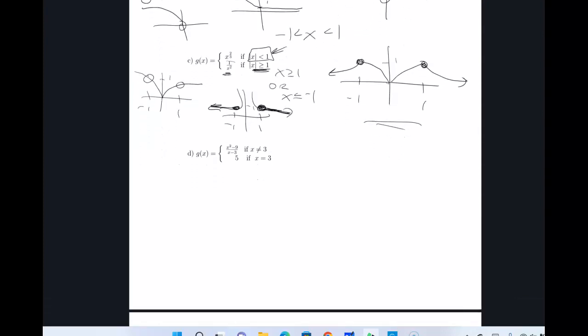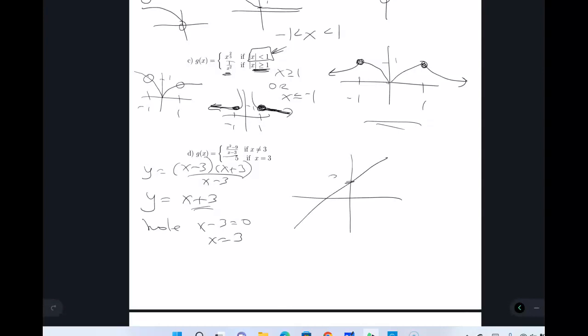Okay, so when you have something like this graph here, you want to factor it. So this simplifies to x plus 3, but you know there's a hole when x minus 3 equals 0, or when x equals 3. So I'm going to graph this line, y equals x plus 3, so there's the y-intercept 3. When x equals 3, down here, that's where I make the hole. And what's the y value for the hole? If I put 3 into here, I get that the y value is 6. Okay, so that's where the hole is. This says when x equals 3, I'm going to put a filled in dot there.